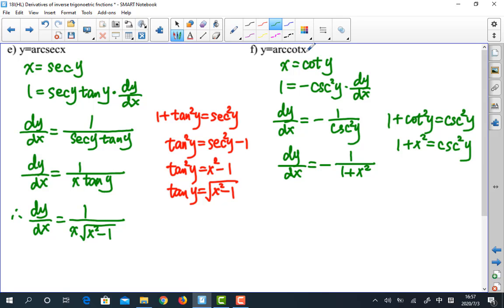Arccotangent x. So x equals cotangent y. Then use implicit differentiation. We get 1 equals negative cosecant squared y times dy over dx. So dy over dx equals negative 1 over cosecant squared y. The relationship between cosecant y and cotangent y is an identity we learned in the trig identities: 1 plus x squared equals cosecant squared y. So 1 plus x squared replaces cosecant squared y. So the differentiation of arccotangent x is negative 1 over 1 plus x squared.